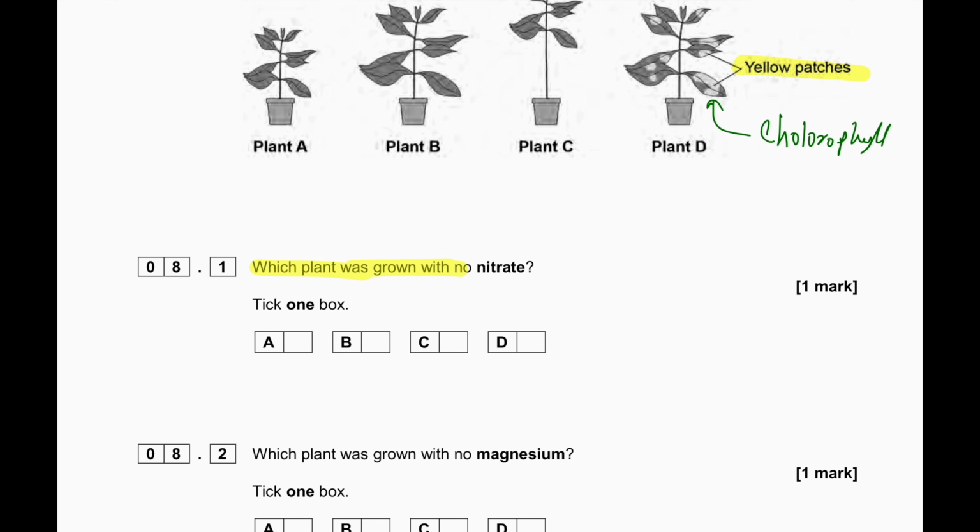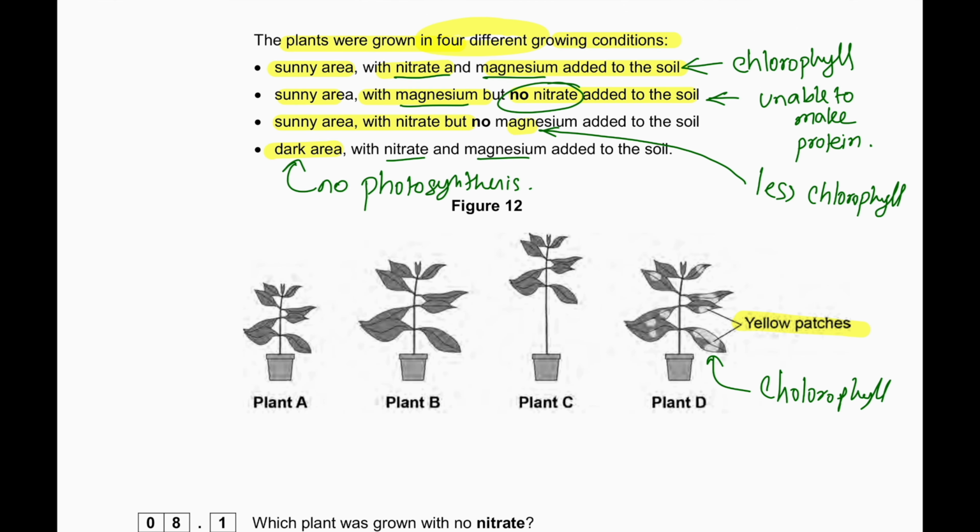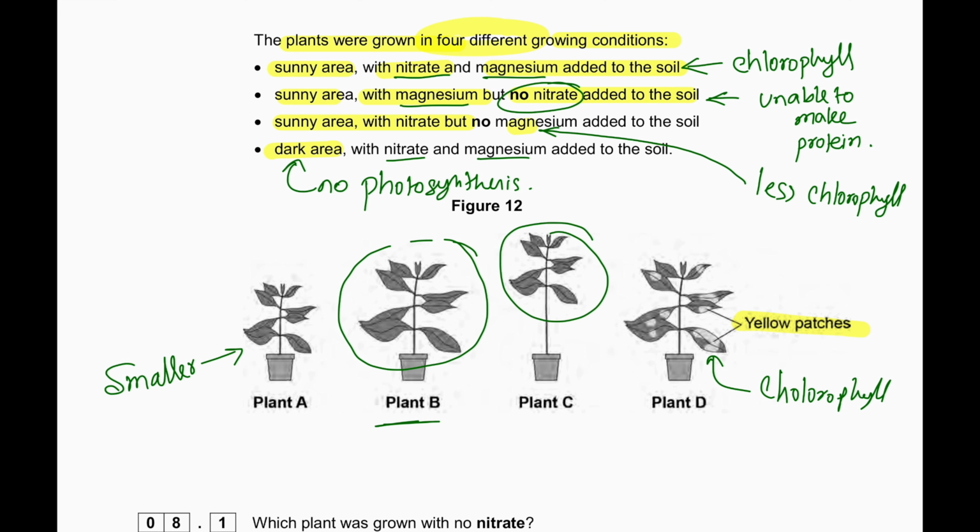Which plant was grown with no nitrate? Guys, in the diagram, we can see plant A is a little bit smaller than all other plants. We can see plant B, it's quite big with broad leaves. All right, plant C is quite tall, okay, and plant D has yellow patches. So from this, we can conclude that plant C has grown in dark. Because the plant is growing in dark, it is trying to grow as tall as possible to reach the sunlight. Whereas the plant with yellow patches could be the plant that has no nitrate.